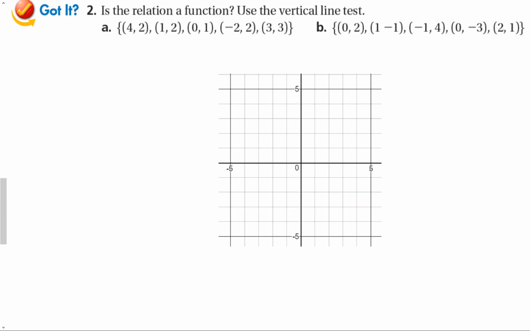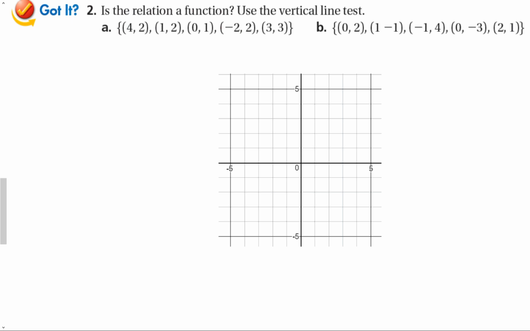Is it a function? So 4, 2, 1, 2, 0, 1, negative 2, 2, and 3, 3. Well, just looking at them, looking at the vertical line test, when we look at this, the vertical line never hits the graph more than once.